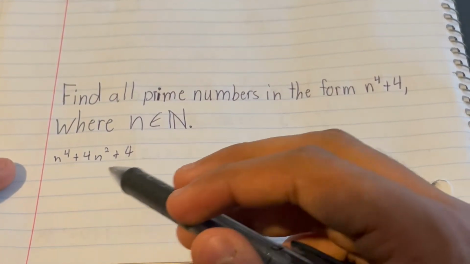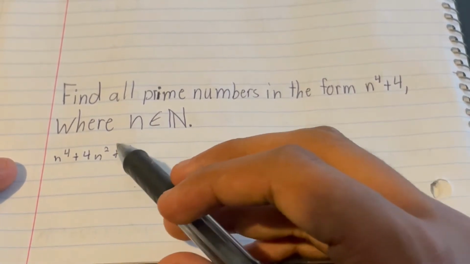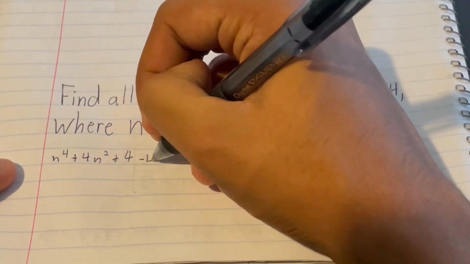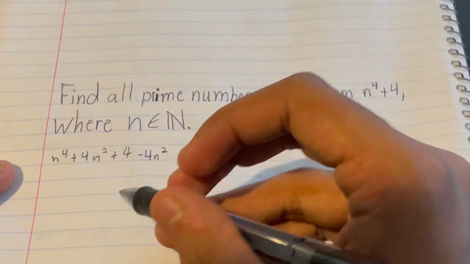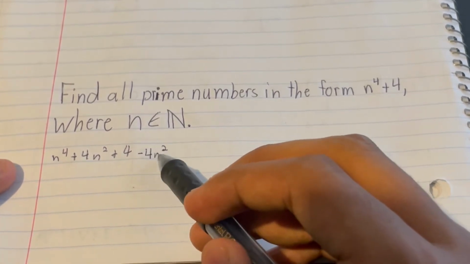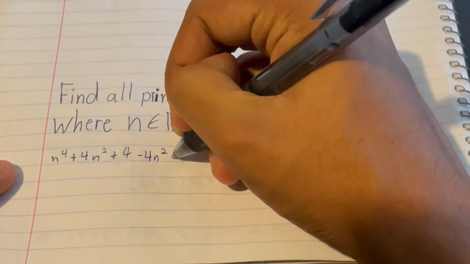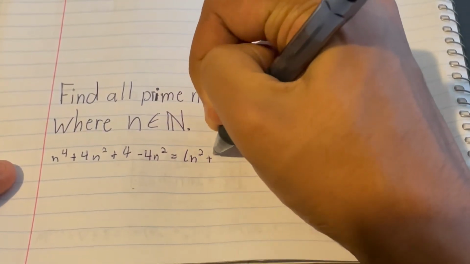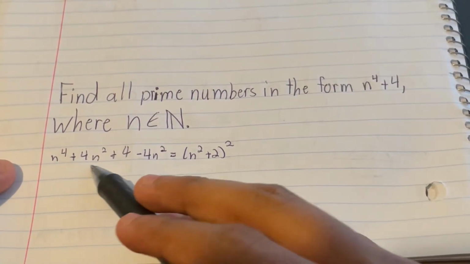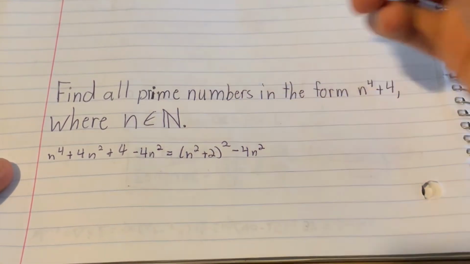It can be factored into n squared plus 2 whole squared. So we introduce this plus 4n squared. However, we can't just add this term in. We have to subtract it as well in order to balance it out. So let's factor this whole thing, and by this whole thing, I mean these three terms. Let's ignore this minus 4n squared for now, but if we factor n to the fourth plus 4n squared plus 4, we get n squared plus 2 whole squared. If you factor the first three terms, you get this, and then subtract 4n squared.